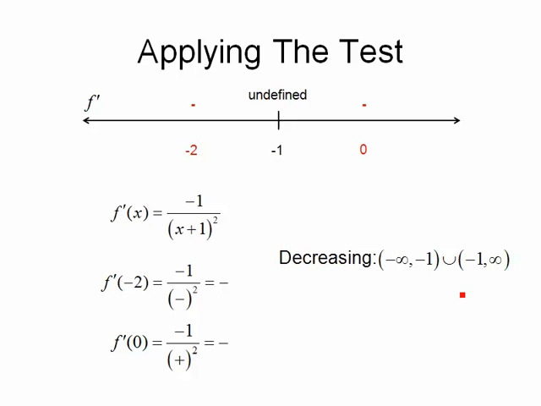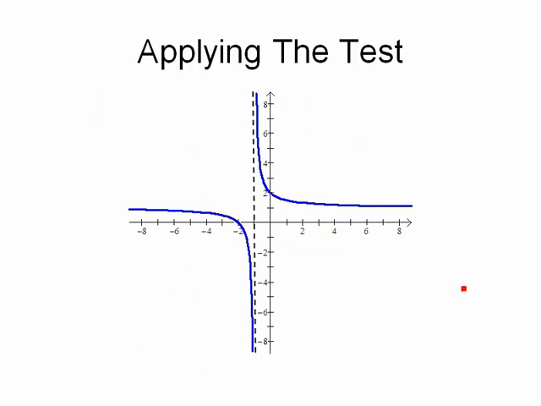You might ask yourself, well, how could that possibly happen on a graph? Well, here's the graph. On the left-hand side of the asymptote, which is at negative 1, the graph is dropping, so it's decreasing. And on the right-hand side, it's also decreasing. So this is not uncommon when you have asymptotes in something like the function we have, which is a rational function.